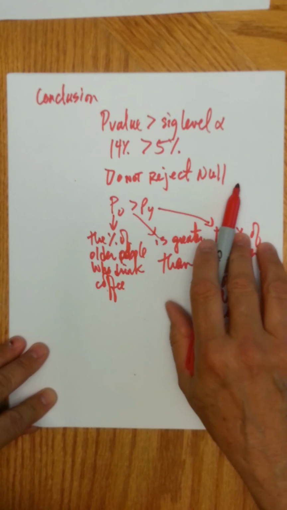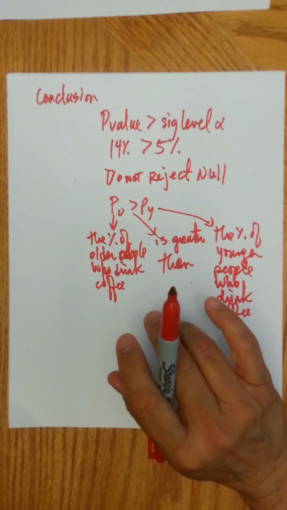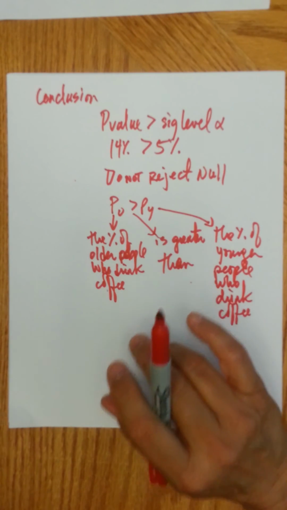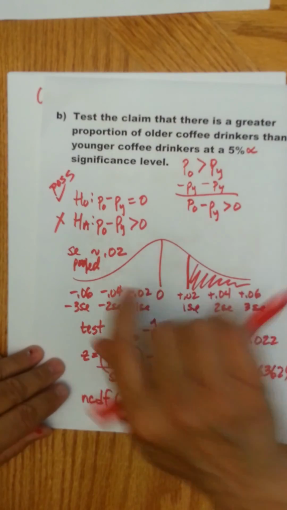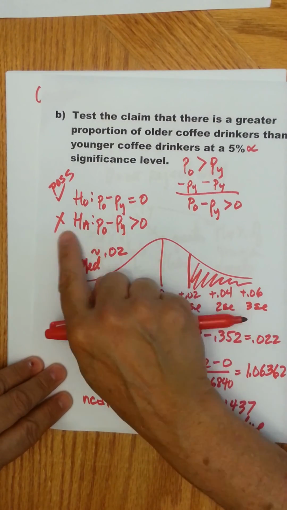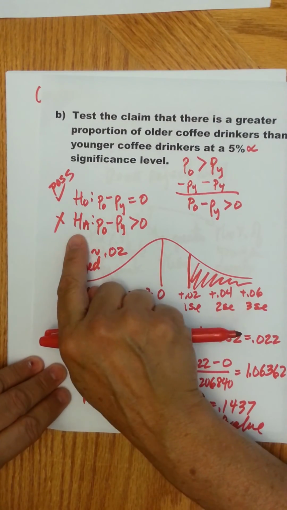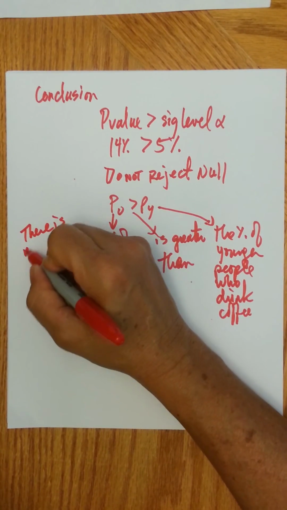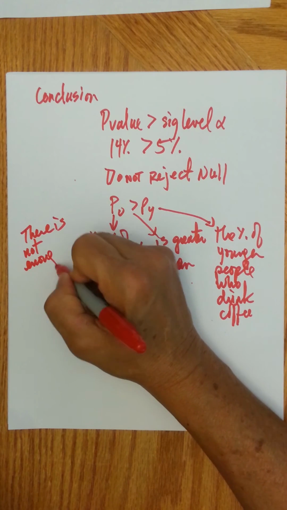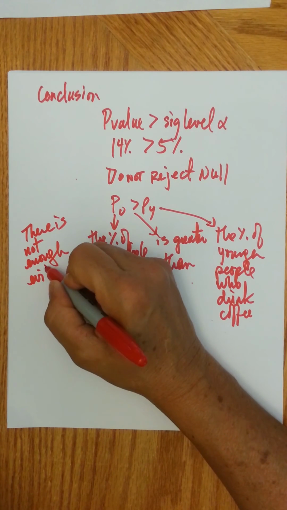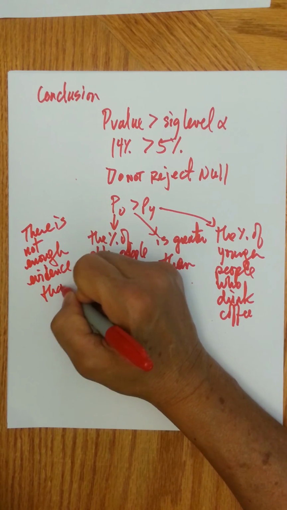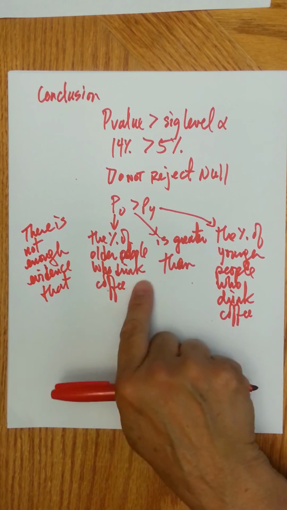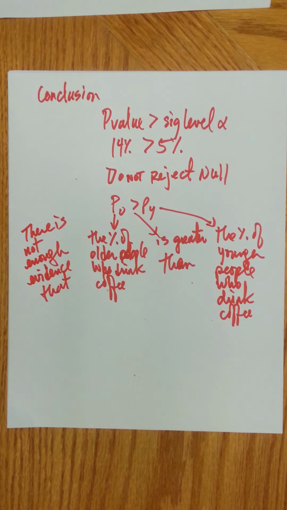So I want to say do not reject the null, so therefore, if I'm not rejecting the null, I'm saying the null is possible, therefore what's not likely? This is not likely. And the way I say that is there's not enough evidence that the percent of older people who drink coffee is greater than the percent of younger people who drink coffee. Ta-da! So that would be the end of your conclusion.